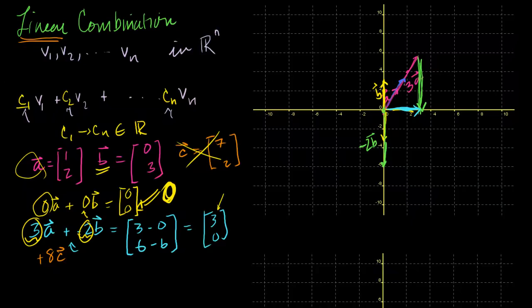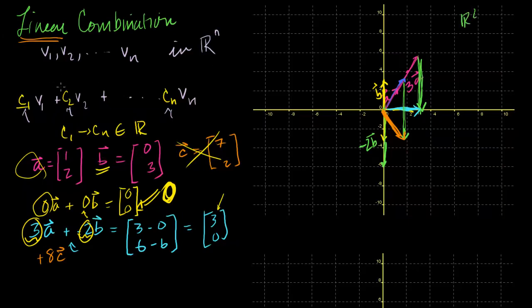Minus 2b would still look the same. It would look something like this. And so our new vector that we would find would be something like this. So I just showed you I could find this vector with a linear combination. I could find this vector with a linear combination. And it actually turns out that you can represent any vector in R2 with some linear combination of these vectors right here, a and b.